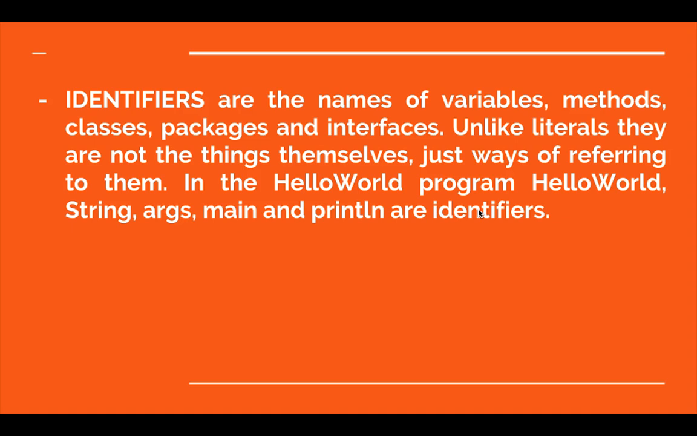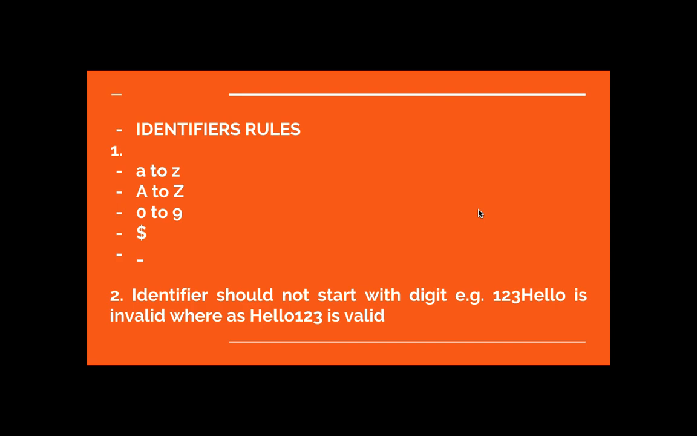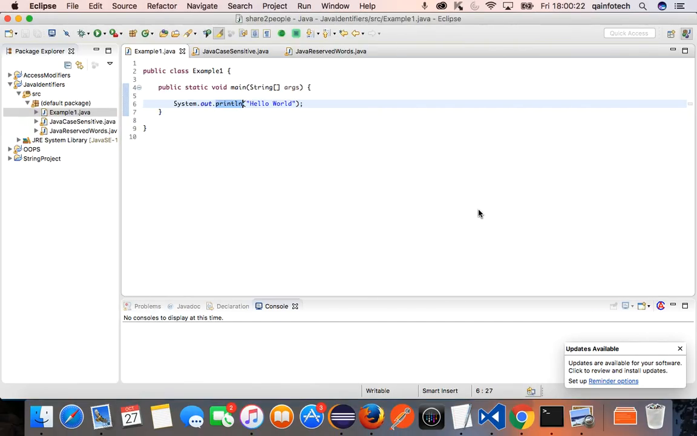We will see that practically, so don't worry. This is just the definition. So basically, there are six rules of identifiers, basically how we can write identifiers. We will come to this later, but let's first see that practically.